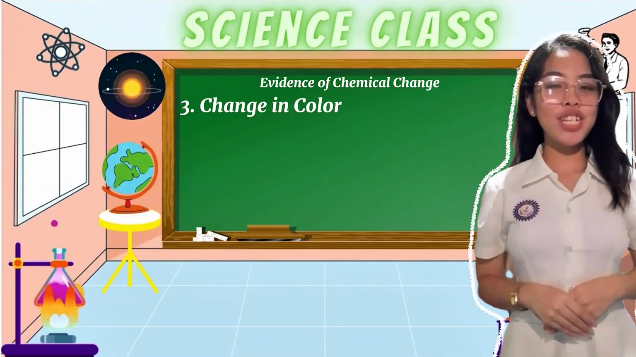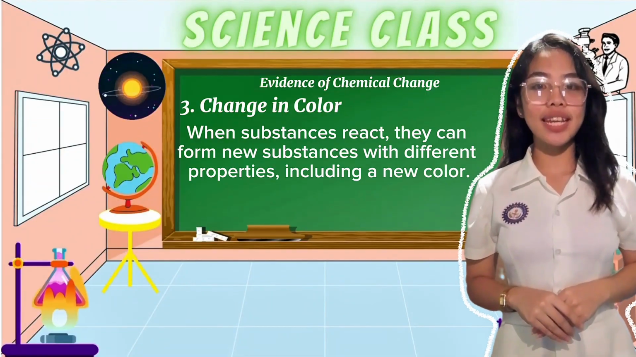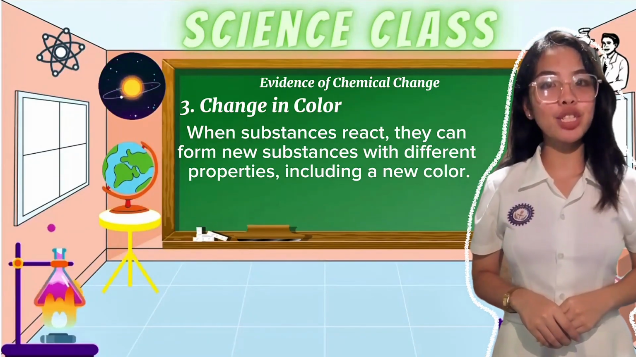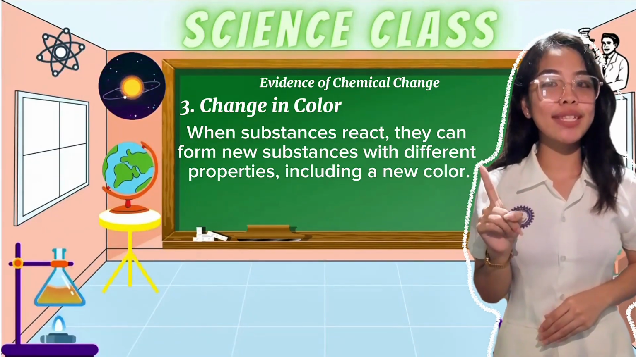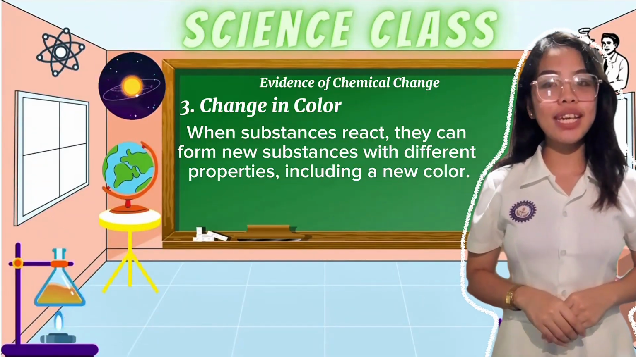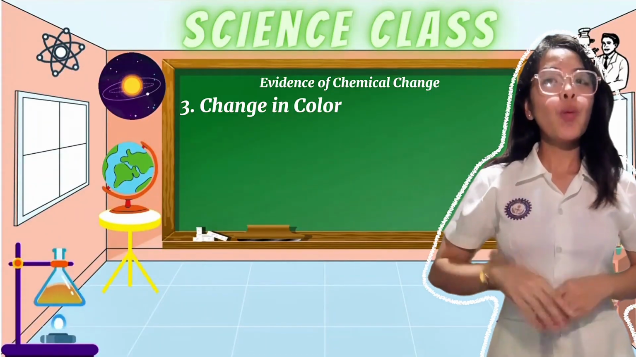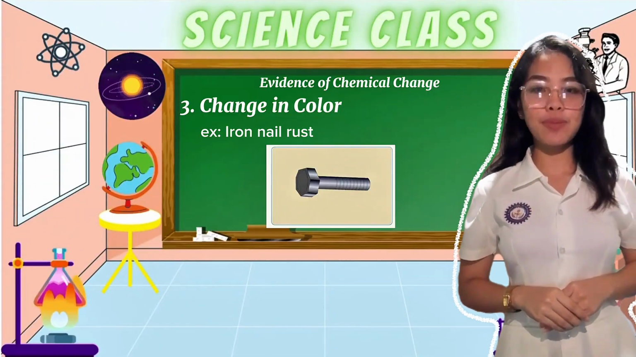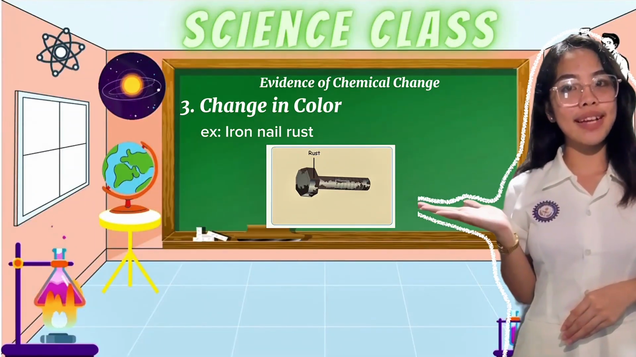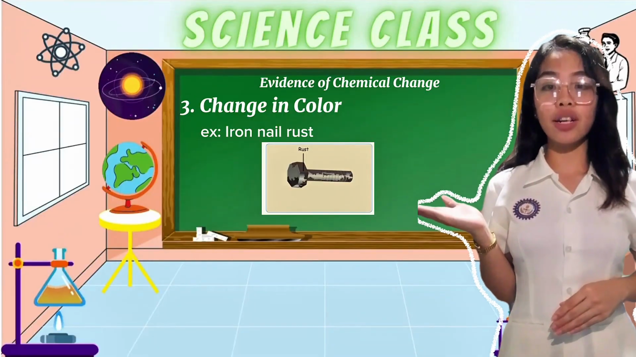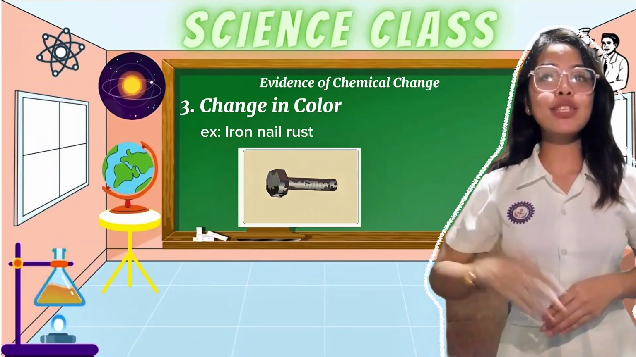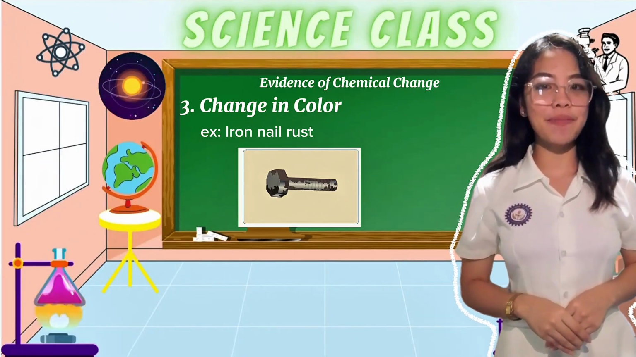Number 3. Change in color. A change in color often indicates a chemical change. This is because when substances react, they can form new substances with different properties, including a new color. For example, when an iron nail rusts, it changes from a shiny gray to reddish brown. That color change shows that a new substance, rust, has formed. So when you see a color change that doesn't happen just by mixing or dissolving something, it's usually a sign of a chemical reaction taking place.